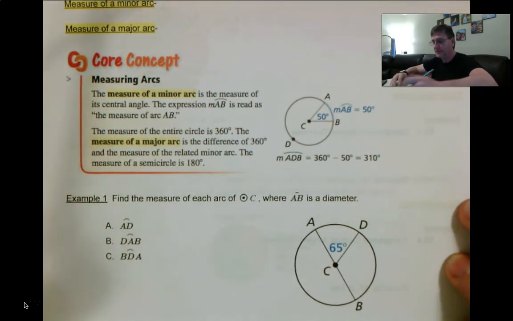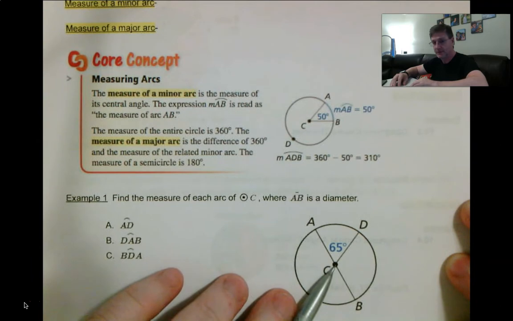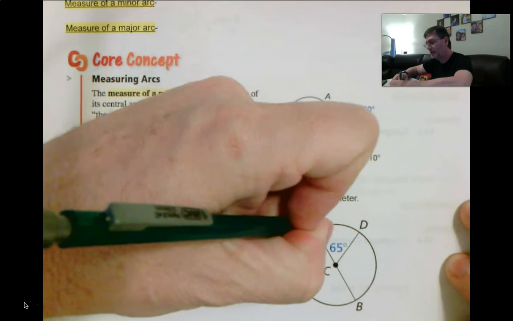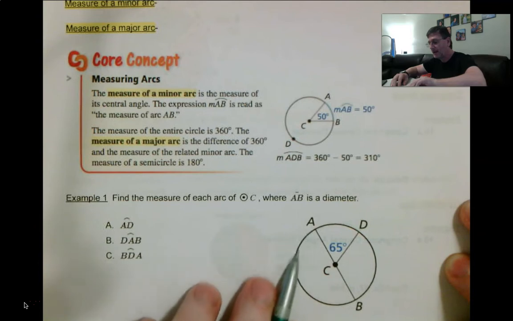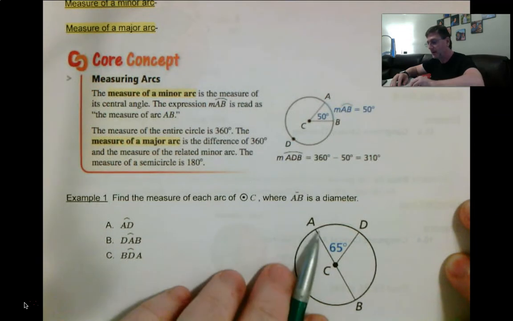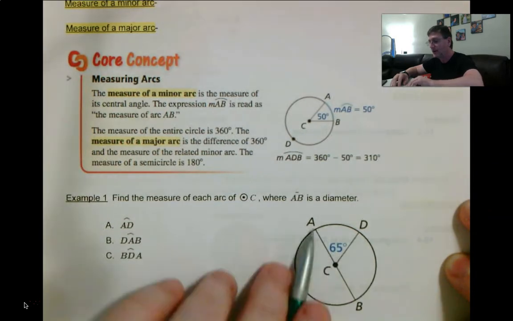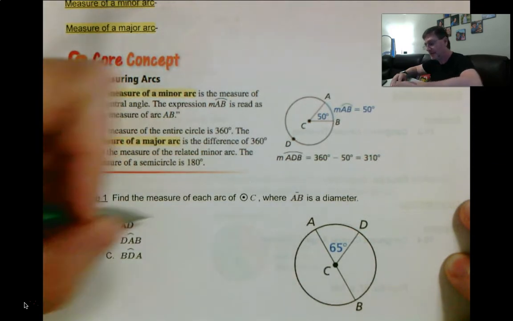For example, in example 1, find the measure of each arc in circle C, where segment AB is a diameter, so this is the center of the circle. We want to find the measure of arc AD. Arc AD is here. I know it's this one and not this arc AD because it's two letters. If it's named with two letters, it has to be a minor arc. A minor arc has to be 180 degrees or less. Minor arcs are equal in measure to the central angle that intercepts them.